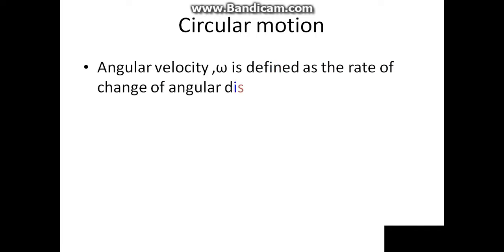Circular motion. Angular velocity is defined as the rate of change of angular distance with time t.